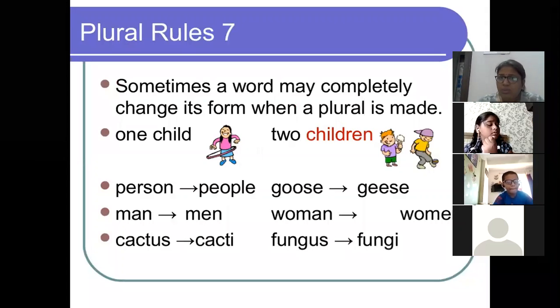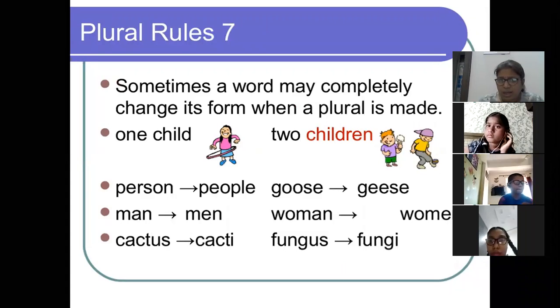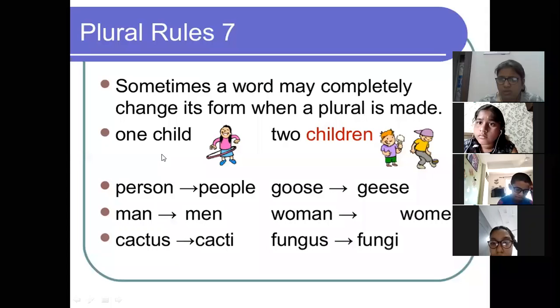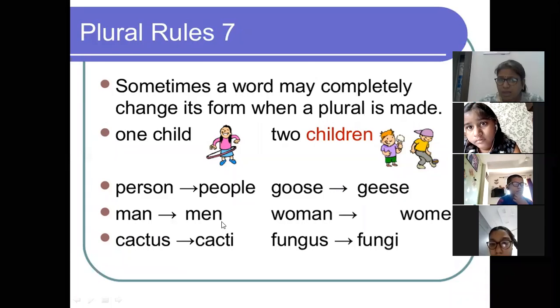sometimes a word may completely change its form when a plural is made. Like child, it becomes children. We can't say childs. This will be a wrong word. We say child for one and for more than one we say children. Same, one person, and if we are speaking about many persons, then what we will say? People. Goose becomes geese. Man becomes men. Woman becomes women. And cactus becomes cacti. Fungus becomes fungi. This is the plural form. Okay.